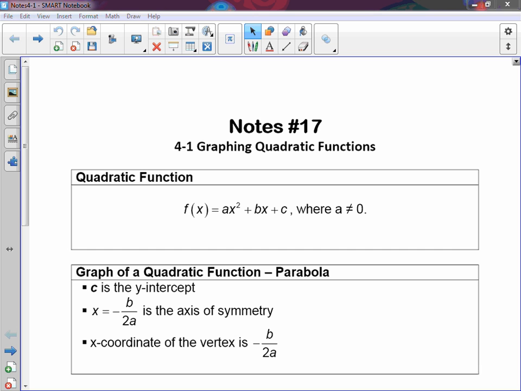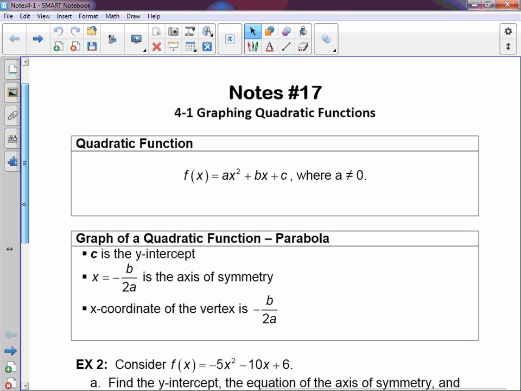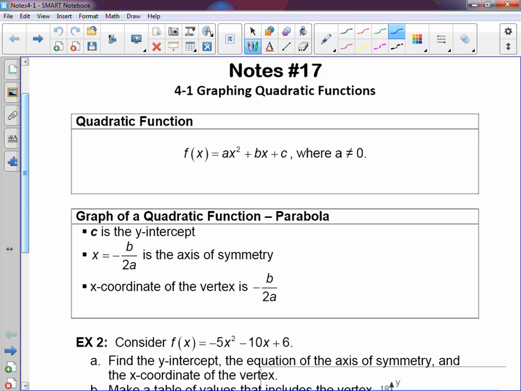Starting chapter 4 today, graphing quadratic functions. First thing we're looking at is the parts of a quadratic function. That first little term there, I want you to be able to identify all these, is called the quadratic term. Okay, so when you see an x squared, if I talk about this right here, this is the quadratic term.